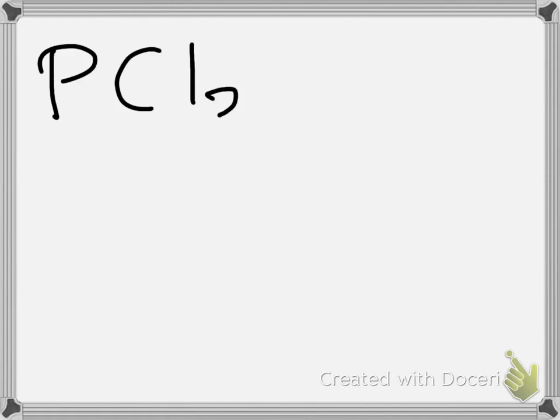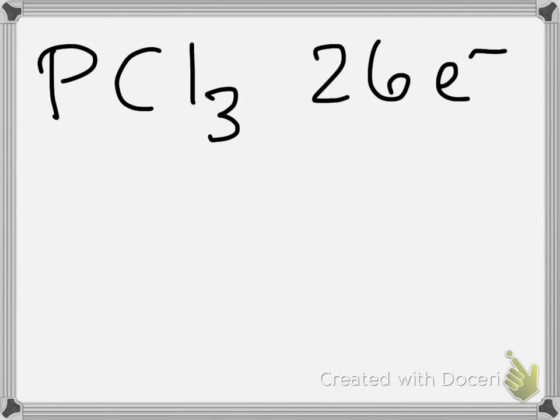So the second step, now that we know there's 26 electrons, is to determine our central atom. Just like in the previous video, we're going to determine that based off which element we have fewer of. So notice there's only 1 phosphorus and there's 3 chlorines. So our central atom is going to be phosphorus.